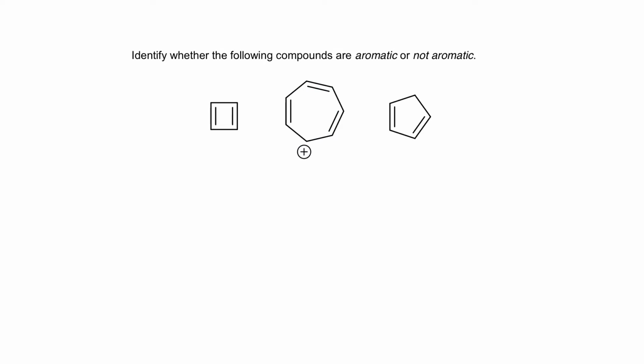Next question asks us to identify whether we have aromatic or not aromatic compounds. Remember that aromatic compounds need 4n plus 2 pi electrons. They need to be planar, and we need to have a series of p orbitals all around the molecule. So this molecule here, which has a CH2 group, does not have p orbitals, so this would be not aromatic. It is a ring.